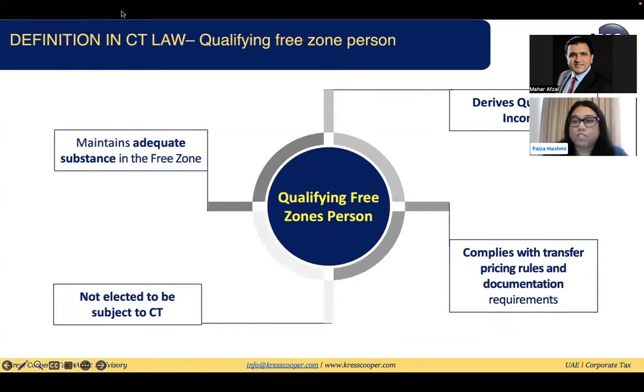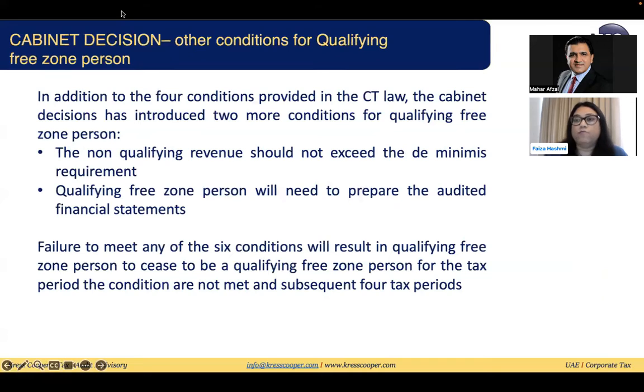Another condition was that it complies with the transfer pricing rules and regulations, and that it will not be electing itself to be taxed at the corporate tax rate of 9%. So after a bit of a pause, the cabinet decision started coming out, and the much awaited cabinet decision and minister's decision for free zone persons had come out at that time.